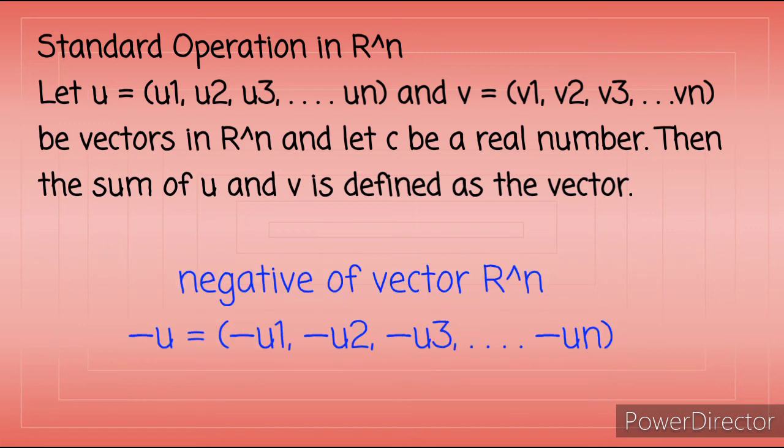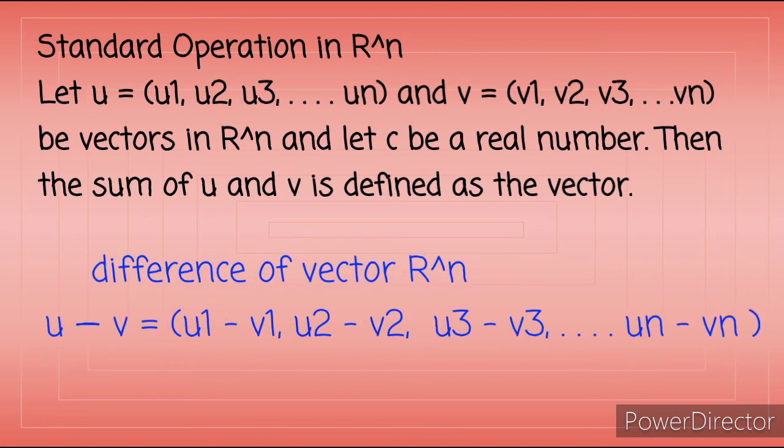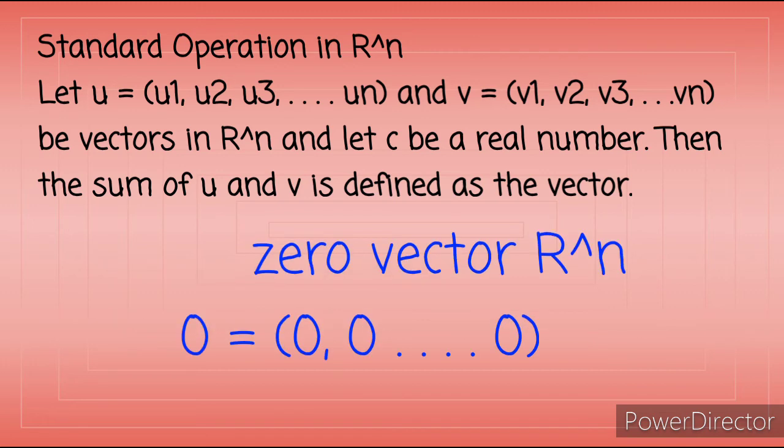As with 2-space, the negative of a vector in n-space is defined as negative u equal to (negative u sub 1, negative u sub 2, negative u sub 3, up to negative u sub n). And the difference of two vectors in n-space is defined as u minus v equal to (u sub 1 minus v sub 1, u sub 2 minus v sub 2, u sub 3 minus v sub 3, up to u sub n minus v sub n). The zero vector in n-space is denoted by 0, equal to (0, 0, up to 0).